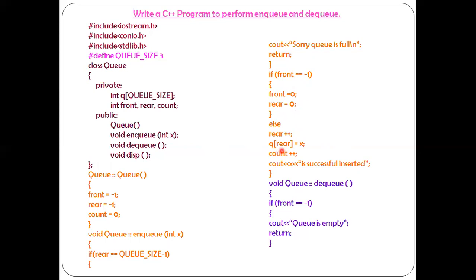Then after that, q of rear. Q of rear means q of 0 is equal to x. Whatever value has been passed from the main function to this member function, that 10 is stored in which variable? Q of rear. Q of rear means q of 0. Then count gets increased by plus 1. Count initially was 0. Now this time it gets increased by 1. Count is equal to 1. Front equal to 0, rear equal to 0, count is equal to 1. So I'm going to display a message. Cout stream insertion x. X means 10. 10 is successfully inserted, double quotation close, and with semicolon.